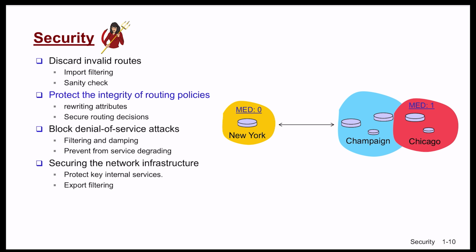Third, blocking denial-of-service attacks, which can degrade service by overloading the routers with actual BGP update messages. To protect itself, the ISP can configure each BGP session with a maximum acceptable number of prefixes, tearing down the session when the limit is exceeded. And the import policy should filter prefixes with large mask lengths. Lastly, export filtering can also help secure the network infrastructure.